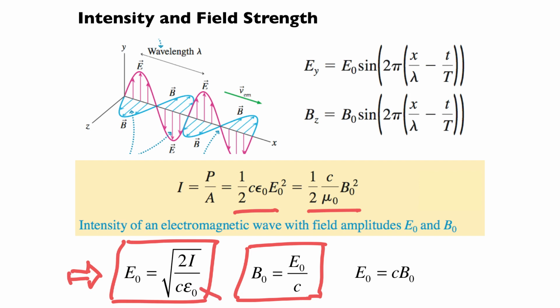And this quantity epsilon 0 is the one that we saw previously when we were talking about potentials and voltages and capacitors and things like that. And this C, that's just the speed of light.